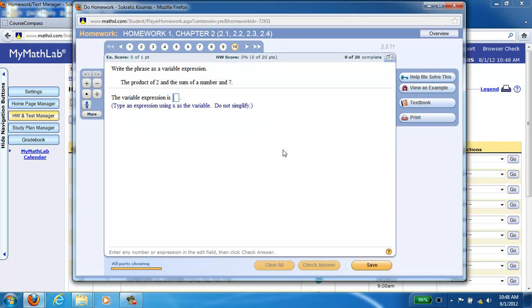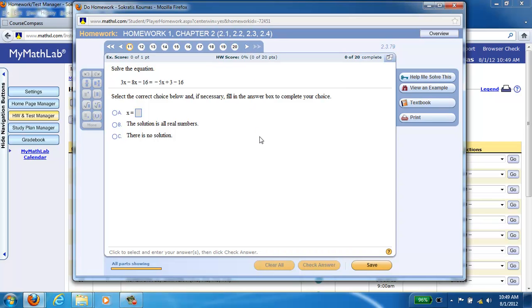Then for this problem you have to write the phrase as a variable expression. So it says the product of 2 and the sum of a number and 7. So for example you have to end up with something like, let's say, 3x plus 2. This is going to be the form that you have to end up. Product of 2 and the sum of a number and 7.